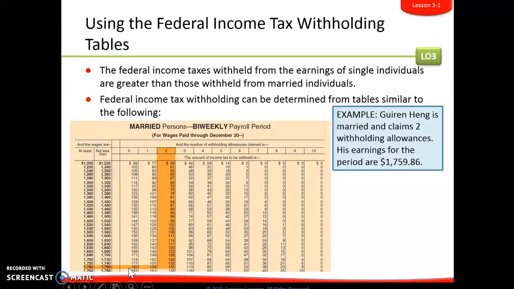Then we know that they're married, so we're already on the married table, obviously. And he is claiming 2, so we're going to go over to the 2 column. And here, that is $135. So when we connect the 2 and the amount of the wages together, we see 135.